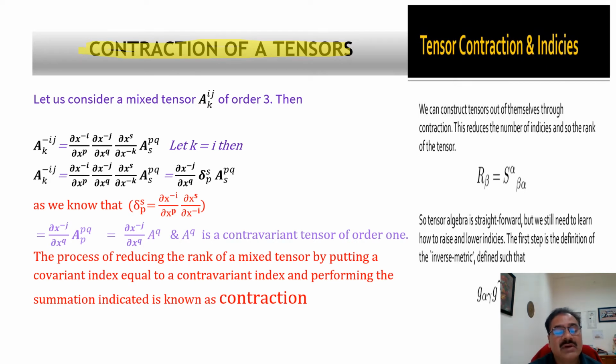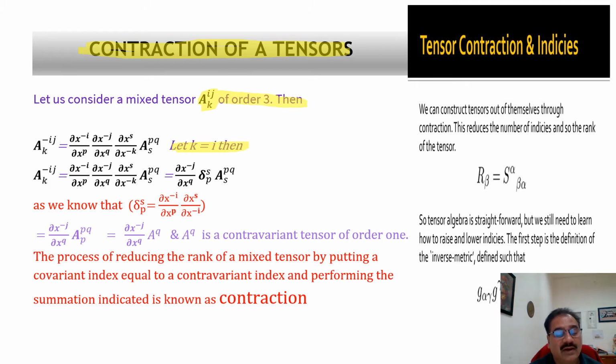Let us consider a mixed tensor Aijk, a mixed tensor of order 3. Then you may say that A bar ijk, this is the definition as we discussed in the previous PPT, del x bar i, del x p, del x bar j, del x q, del x s, del x bar k, Apqs, and let k be equal to i. Then the same mixed tensor of order 3 you may write like this: del x bar i, del x p, del x bar j, del x q, del x s, del x bar k, Apqs is equal to the same may be written like this: del x bar j, because k is i. If k is i, then you can replace this k by i.